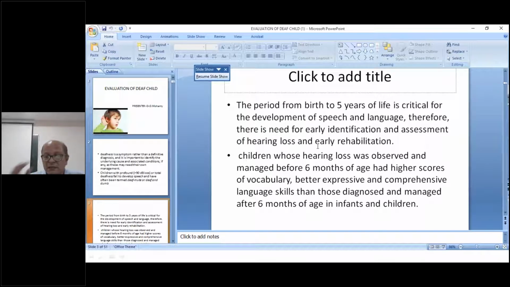So the period from birth to 5 years of life is critical for development of speech and language. And therefore, there is a need for early identification and assessment of hearing loss and early rehabilitation. So why is this essential? If I say the first 5 years of life is very critical, why is it critical? This is because of neural plasticity.